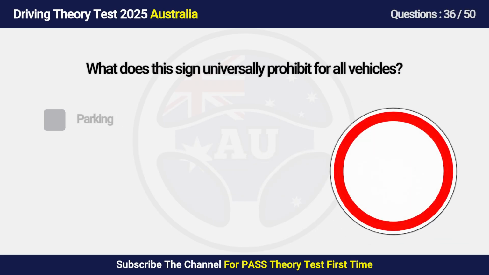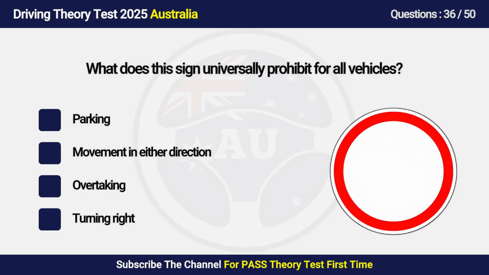Question 36. What does this sign universally prohibit for all vehicles? A, parking, B, movement in either direction, C, overtaking, D, turning right.